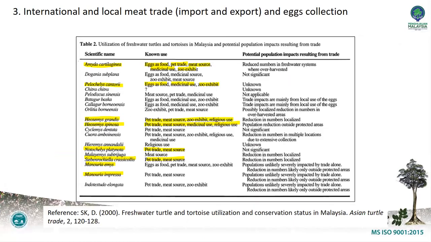Okay. Yang threats yang terakhir ialah international dan juga local meat trades untuk meats dan juga eggs. Dan ini saya highlightkan beberapa spesies terancam yang terlibat dengan aktiviti-aktiviti ini. Contohnya seperti Amyda cartilaginea yang digunakan untuk harvest sebagai makanan ataupun telur dia. Dan ada juga spesies yang dijadikan sebagai haiwan pets ataupun zoo exhibits.